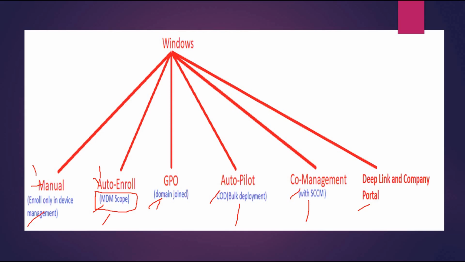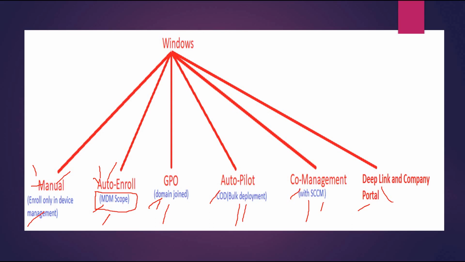When I say more or less remain the same, there might be some differences. What I mean is if we did a GPO enrollment or an Autopilot or a co-management, these devices are tagged as corporate. Whereas if I did a manual enrollment, or an auto enrollment, or a deep link or a company portal enrollment, then these devices are tagged as personal. That's just a label that is getting added to the device, and then you can make use of that label in the Intune portal.